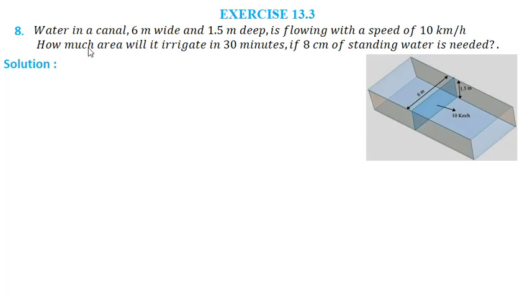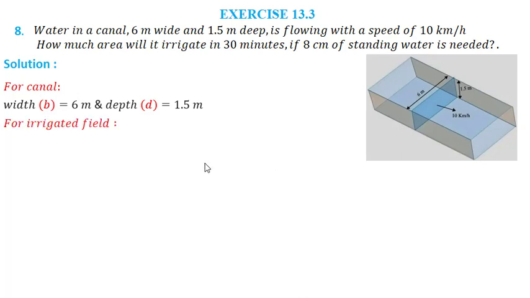Now here it is given that the area is irrigated in 30 minutes. So time is given as 30 minutes, and for the field we are given the height, and we have to find the area. So let us see first what is given. For the canal, width and depth are given. For the irrigated field, height is given and area we have to find out. So we first convert them into one unit. As most of the things are in meter, I convert the height in meter. So 8 centimeter is 0.08 meter. Now area I have to find out.